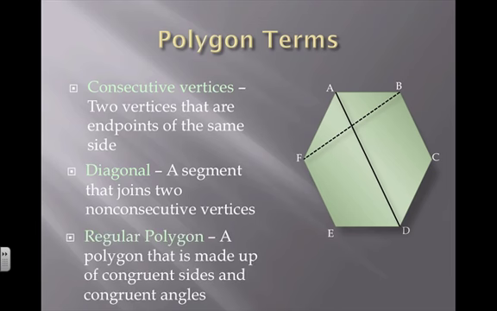Lastly, on this slide, we're going to refresh your memory about a regular polygon. As you may recall, we talked about regular polygons earlier this year, and specifically a regular polygon is unique in that it's a polygon that is made up of congruent sides and congruent angles. So all of the sides of a polygon have to be the same length, and all of the angles of that polygon have to have the same interior measure for it to be a regular polygon.